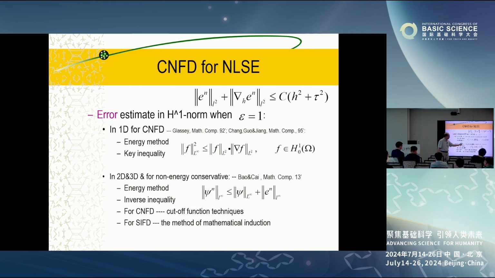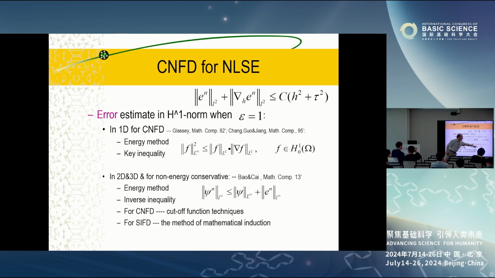The key is how to prove our numerical solution psi n is bounded in the L infinity norm. What we do is use the analytic solution, which is always assumed bounded, and then use the error. Since we have a numerical method, if the method is converged, the numerical solution must be in a neighborhood close to the analytic solution.